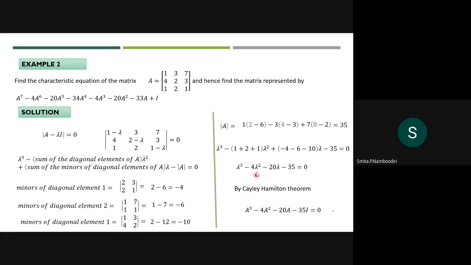So we will get A cube minus 4A square minus 20A minus 35. Wherever there is a number with no lambda, an I comes with it. Wherever there is lambda, lambda is replaced by A, and where there is no lambda, I comes in. So we got this equation: A cube minus 4A square minus 20A minus 35I equal to 0. So in the first problem, we used this formula because it was a 2 by 2 matrix. Now here, since we have a 3 by 3 matrix, we can apply this. This formula is comparatively easier than calculating this big determinant.